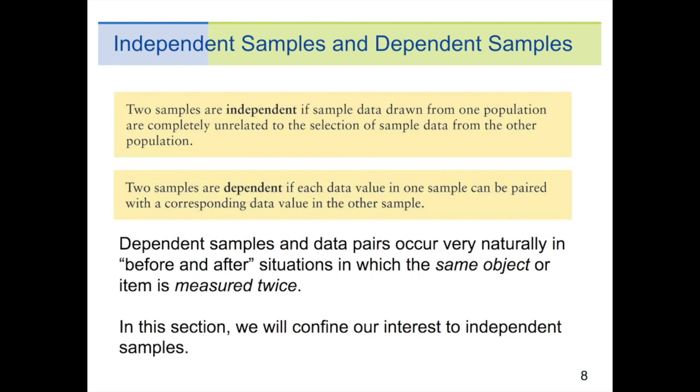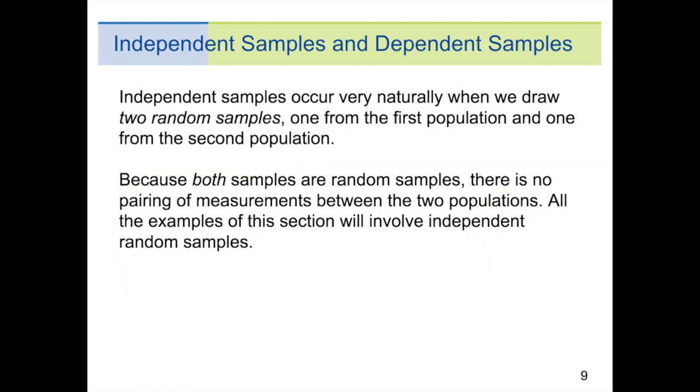Two samples are independent if sample data drawn from one population are completely unrelated to the selection of sample data from the other population. Two samples are dependent if each data value in one sample can be paired with a corresponding data value in the other sample. Dependent samples and data pairs occur very naturally in before and after situations in which the same object or item is measured twice. In this section, we will confine our interest to independent samples.